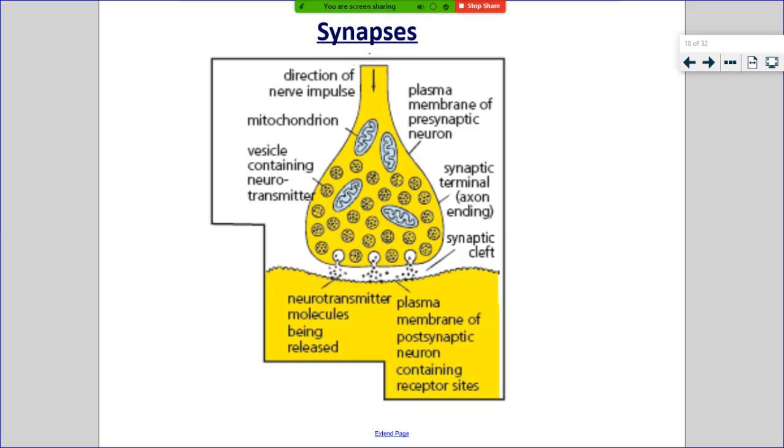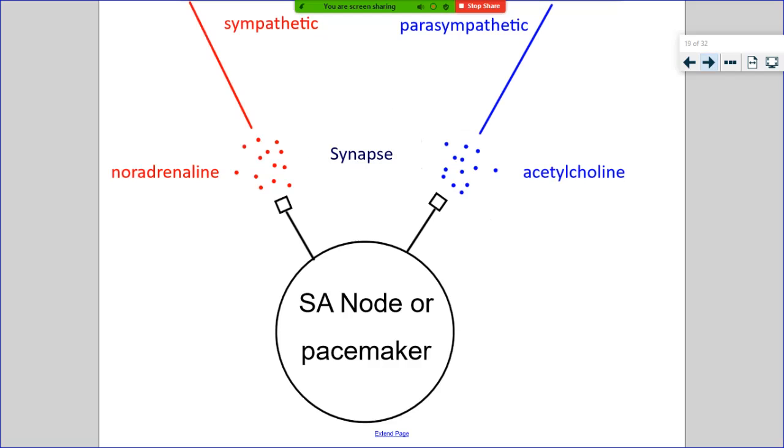particular cell. So what we're seeing here is that there are these two nerves coming from the medulla. We've got the sympathetic nerve, the accelerator, and we've got the parasympathetic nerve, the brake or the inhibitor in effect. So if you have lots of impulses coming down the sympathetic nerve, you get lots of this particular neurotransmitter called noradrenaline being released. The noradrenaline binds with the receptors, and that causes the SA node to increase in its frequency, and so that increases the heart rate.